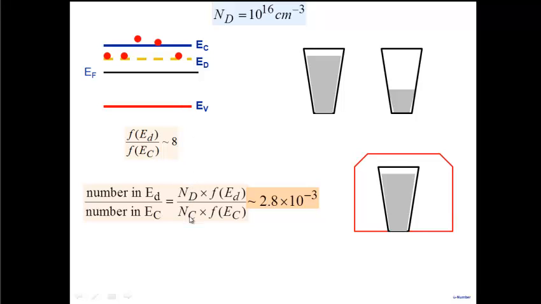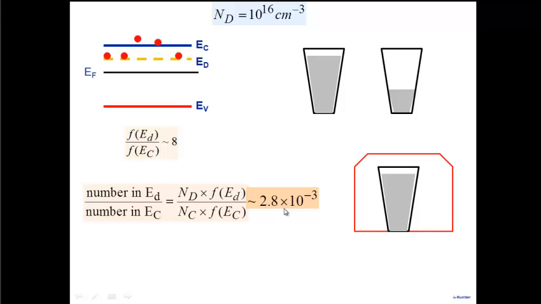Now note that I put 10 to the power 16, right? 10 to the power 16, and I find that all of them are ionized. But suppose instead of 10 to the power 16, I put 10 to the power 19. I increase ND by 3 orders of magnitude. What will happen now? If you introduce 3 orders of magnitude, you get multiplied by 10 to the power 3, and what do you find now? They are not ionized.